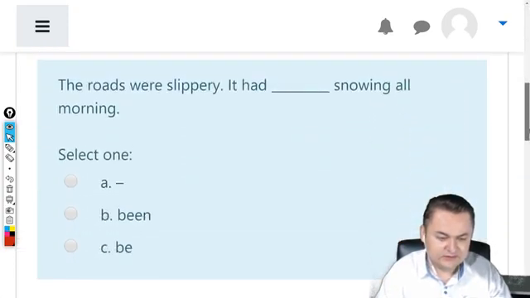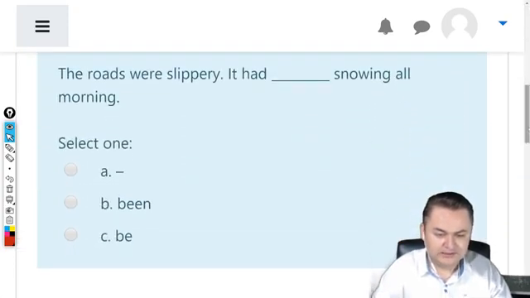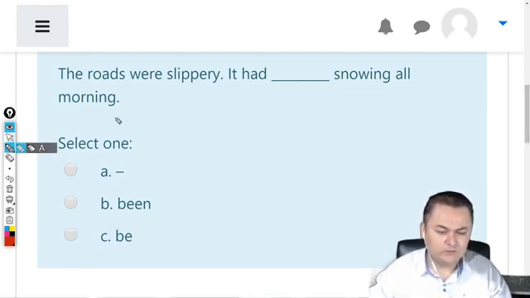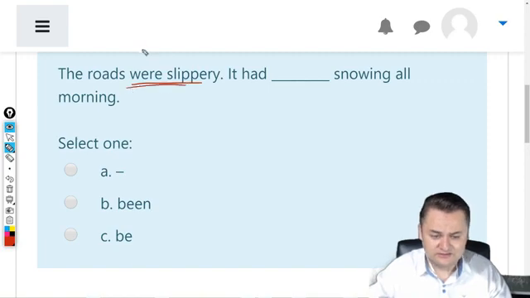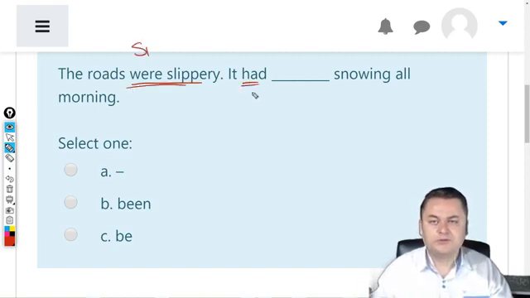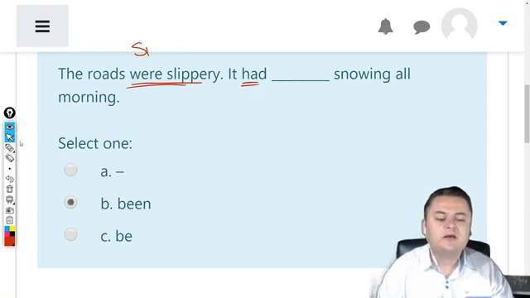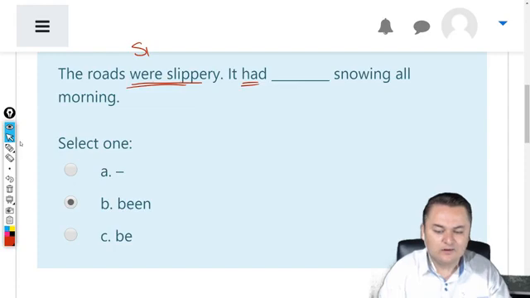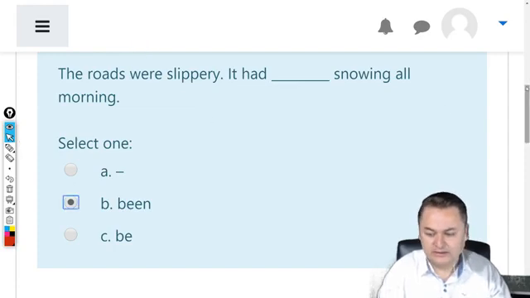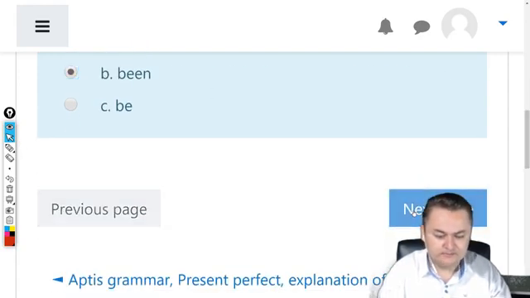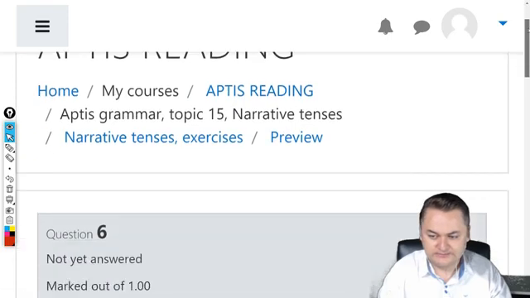And we continue here. Let's see what else we have. It says the roads were slippery. It had, and then snowing all morning. So again, this is simple past. This is something related to the past perfect. It should be this option to say it had been snowing all morning. That's the way to say. Then we do next here.